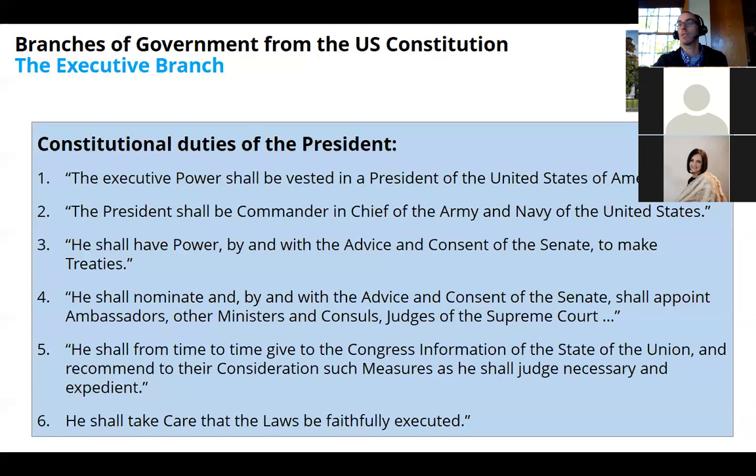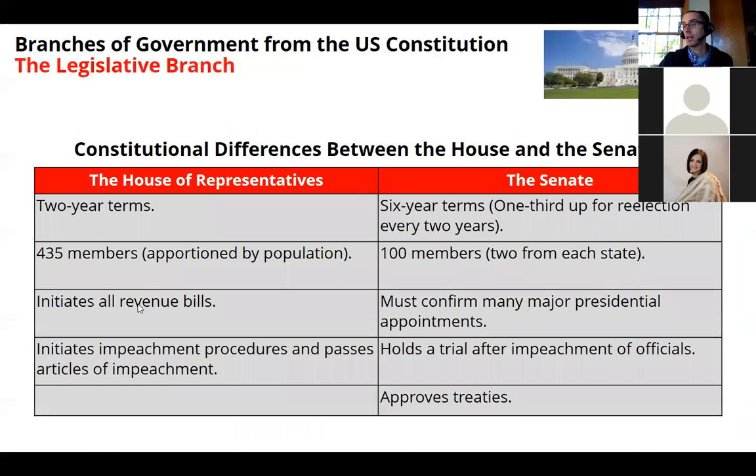Okay. So the executive branch, if the legislative branch makes the laws, the executive branch executes the laws or enforces the laws. Okay. One power that we saw that was given to the House of Representatives, and really it's shared between the House of Representatives and the Senate, is initiating all revenue bills. We say that the Congress has the power of the purse. They hold the money.